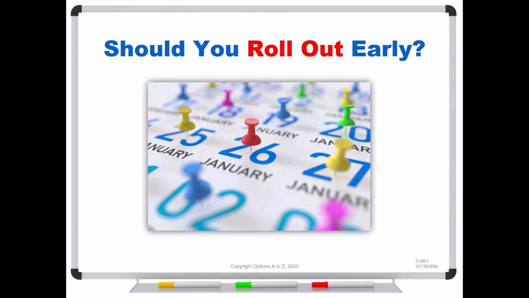And today I wanted to tackle one of my favorite questions: should you roll out early? So what we're talking about here is you've got this option, maybe you've got 30 days to expiration or a couple of weeks, and traders start going, oh, you know what, I'm starting to go off that steep part of the time decay curve. Let me roll it out prior to expiration. That's what it means to roll out early. Well, is that a good idea? Well, as always, let's go find out.